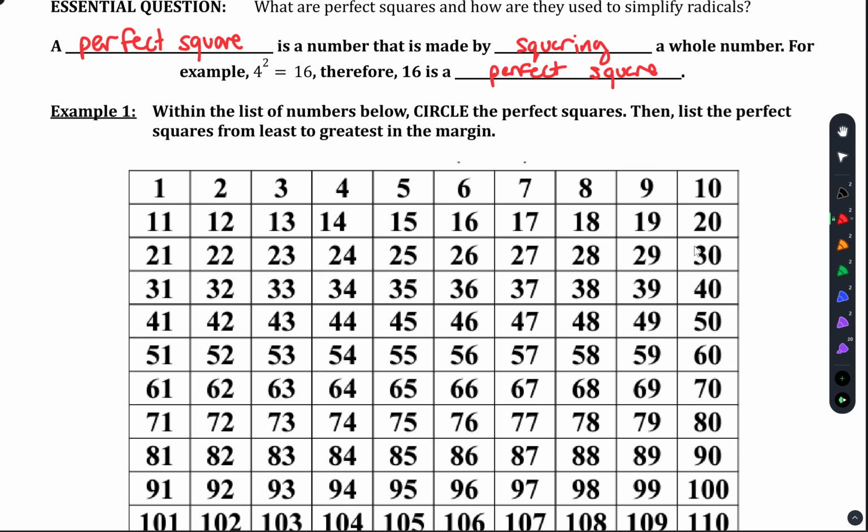We're going to raise our hands. Give me the first perfect square on this list. 4. There is one before 4, but I'll circle 4. 1 is the first perfect square. Let's raise our hands. What comes after 4?